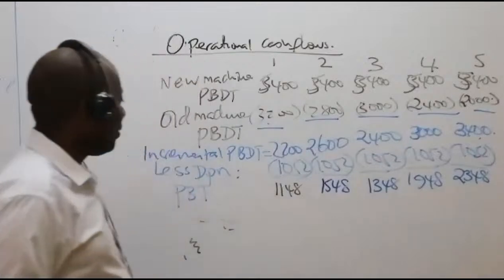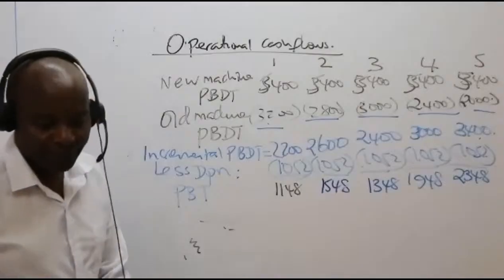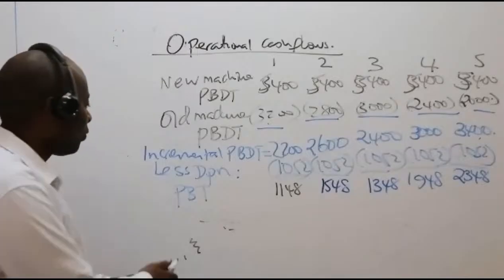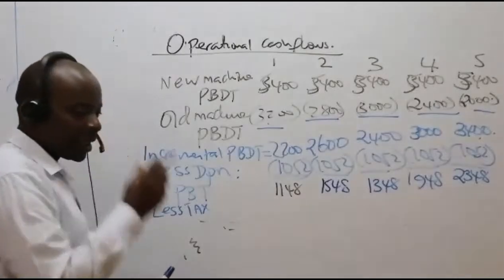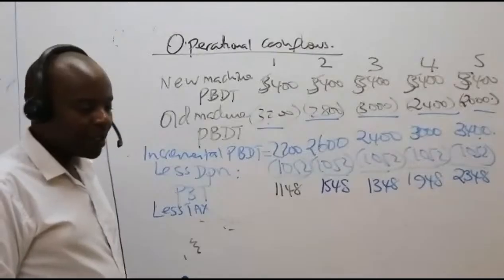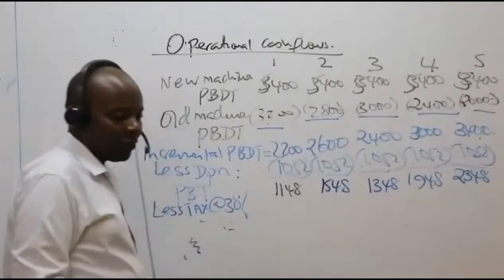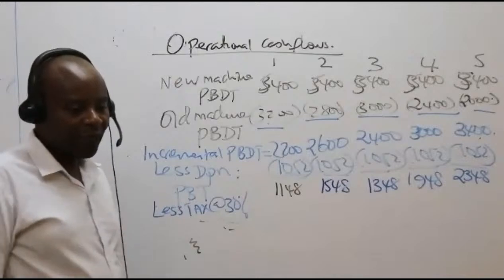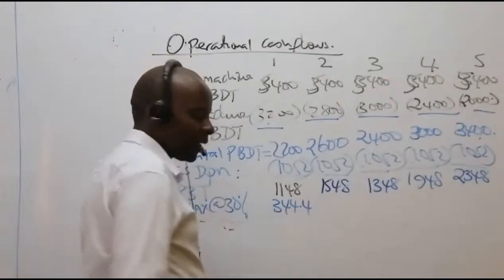So having gotten profit before tax, now we have adjusted for depreciation. The next thing, what will it be, somebody? We less tax. Thank you very much. So we less taxation. They have given us the rate, a rate of 30%. So 30% of 1148 gives me what figure? 30% of 1148 gives me 344.4.